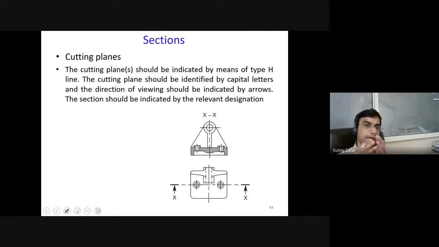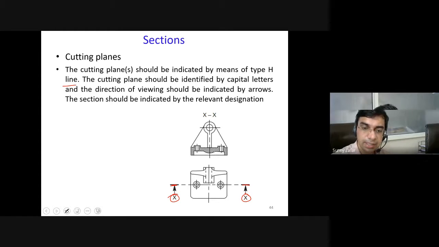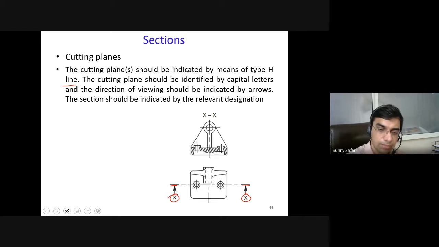Then cutting plane, we have already discussed. Cutting planes are basically indicated by this line of type H, and these are generally identified by these capital letters. So if these capital letters along with this type of thick-ended line are present, this is basically the cut section. This shows how the component will look when you cut it at that section, and it reveals the internal details of this component.